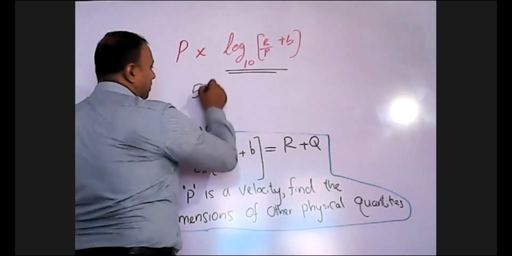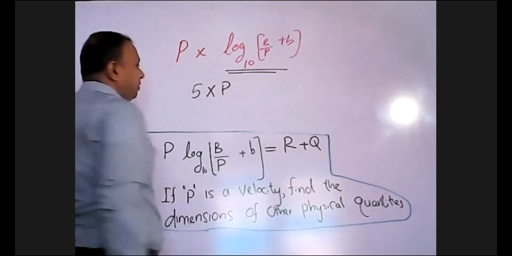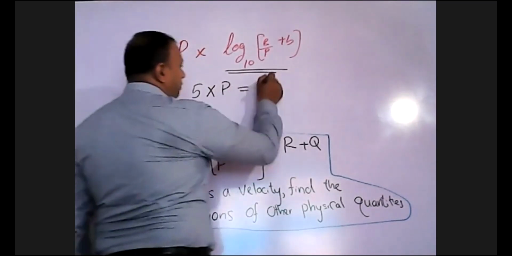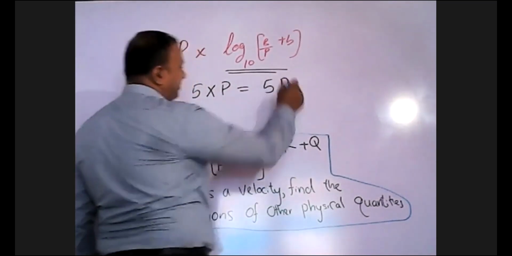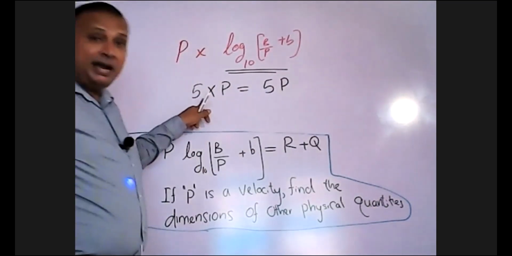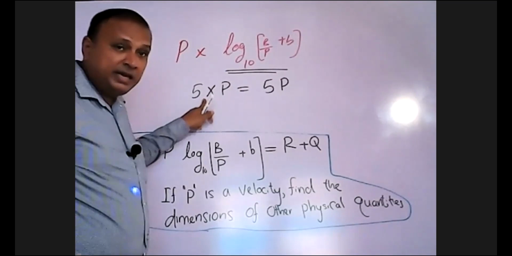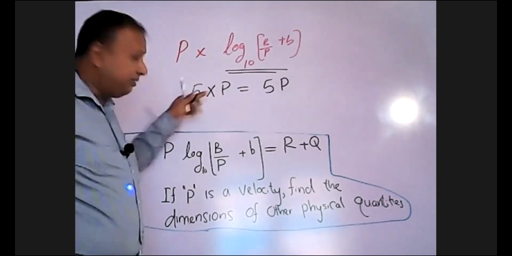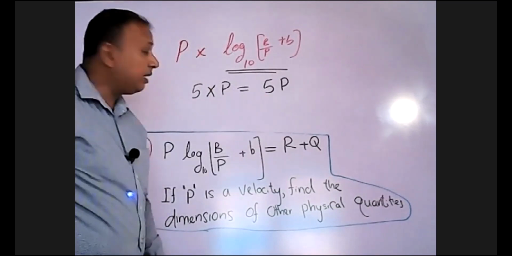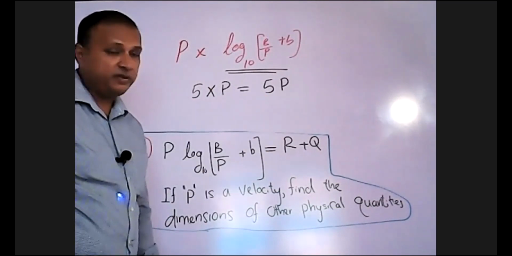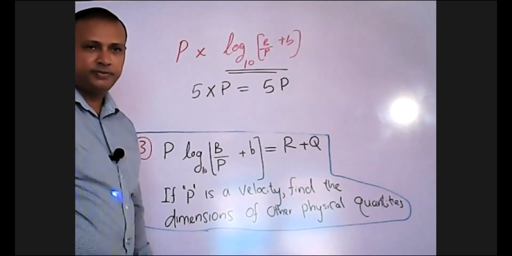Suppose 5 into P. 5 into P means 5P. So if I multiply a physical quantity by a number, then I will have the same physical quantity. The physical quantity doesn't change, right?